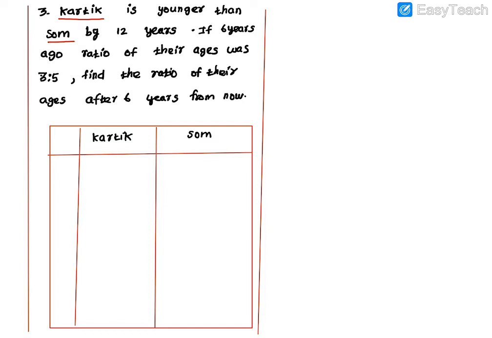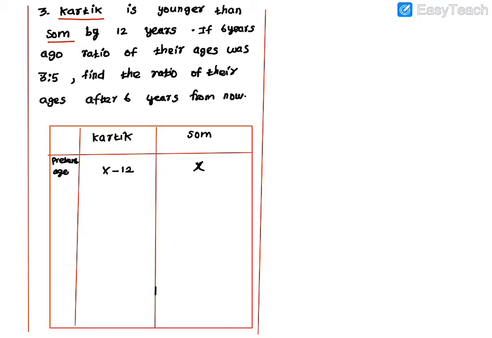In the same way, I will take Som's age as X years. So if Som's age is X years, what will be Karthik's age? Minus 12, so X minus 12. So this is the present age of Karthik and Som.